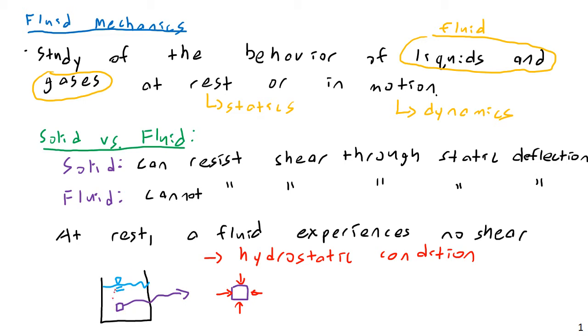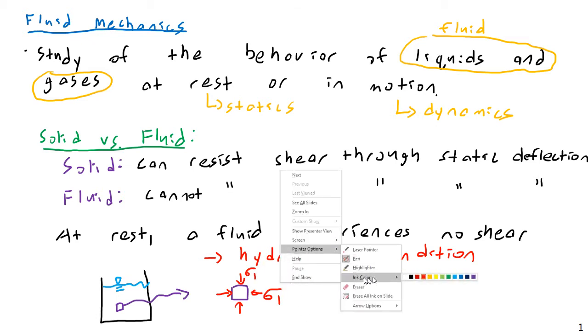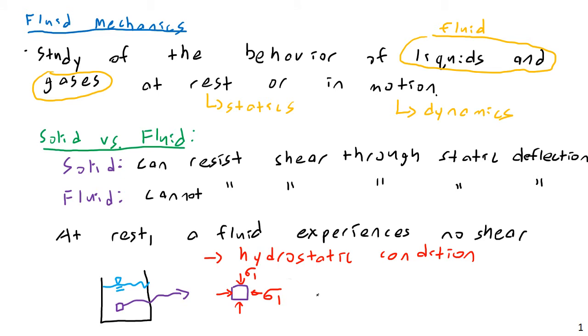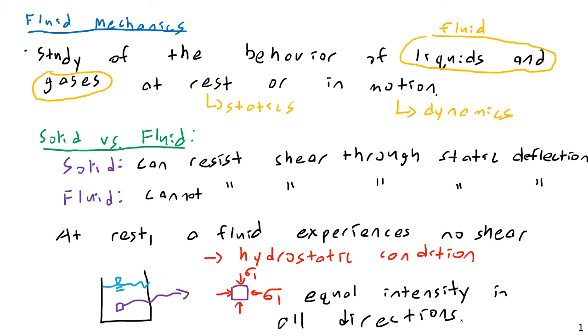If the element is large, then obviously the pressure higher up will be lower than the pressure down below. But when I say a little element of fluid, I'm talking about a differential element like you would see in calculus class. So again, you're going to have sigma 1, a normal stress, of equal intensity in all directions.